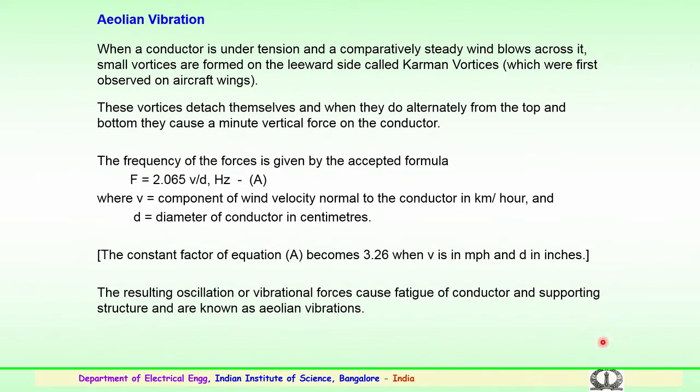The resulting oscillation or vibration forces could cause fatigue on the conductor and the supporting structure also. This type of oscillation or vibration is known as aeolian vibration, which normally forms vortices that detach themselves alternately from top to bottom.